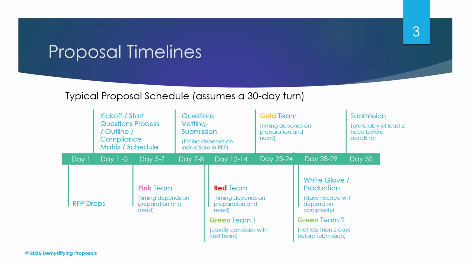The next thing that's going to happen is your pink team. Now, the pink team timing will depend on how much preparation you've been able to do before the RFP dropped and how much time you actually have for the whole proposal process. If you have a 30-day turn, pink team usually happens somewhere in days 5 to 7.